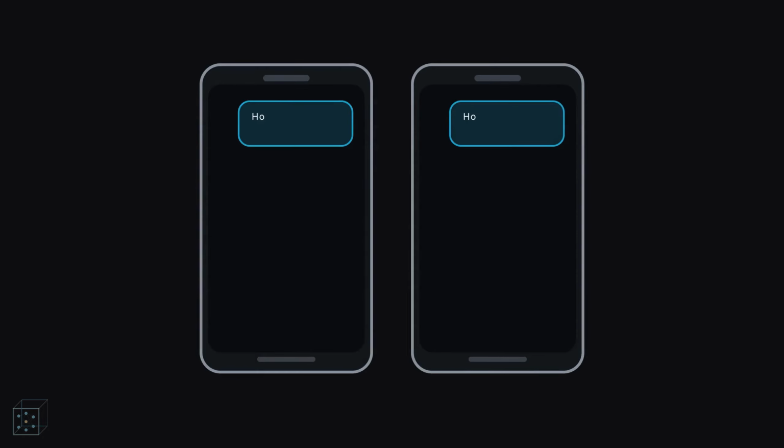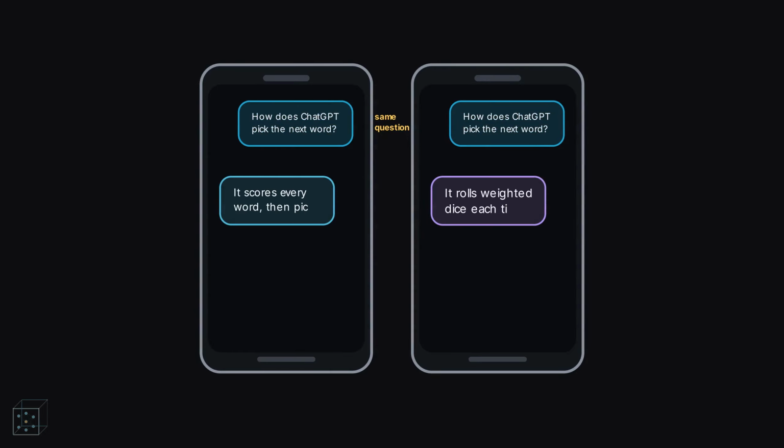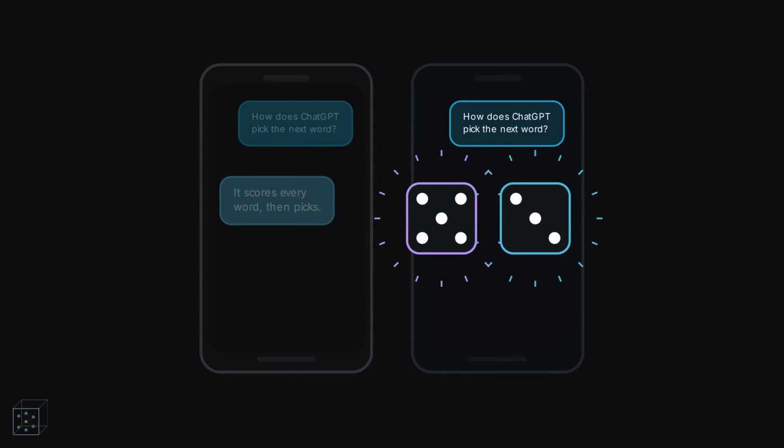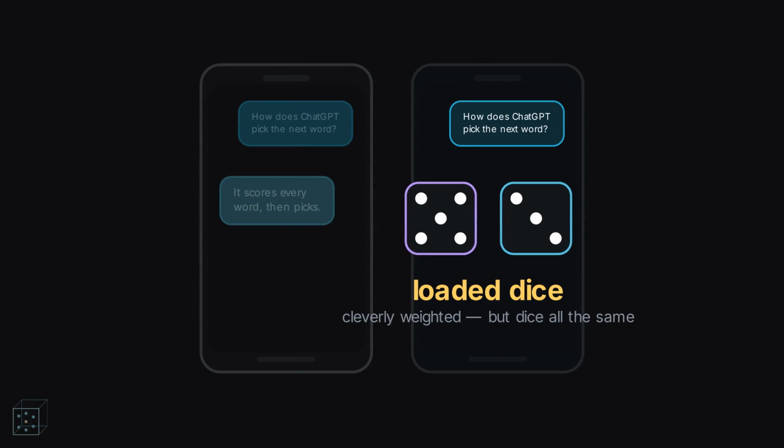Try this today. Ask a chatbot the exact same question twice, word for word. Most of the time, you'll get two different answers. Same question, different reply. That's not a glitch. It's the most important secret about how these things actually write. Because a chatbot never really decides on a word. It rolls dice, cleverly loaded dice, but dice all the same.